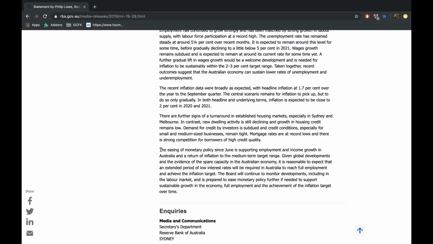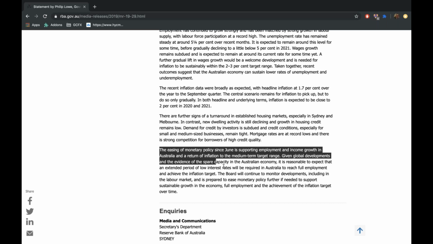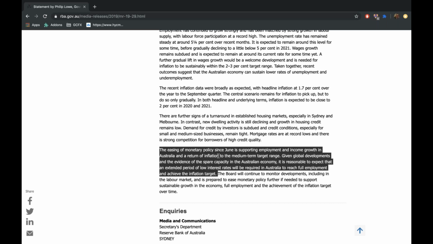And when you read the statement, this was the key aspect of it. So the easing of monetary policy since June is supporting employment and income growth in Australia and a return of inflation to the medium-term target range. Given global developments and the evidence of spare capacity in the Australian economy, it's reasonable to expect an extended period of low interest rates will be required in Australia to reach full employment and achieve the inflation target. The board will continue to monitor developments, including in the labour market, and is prepared to ease monetary policy further if needed to support sustainable growth in the economy, full employment, and achieving the inflation target over time.